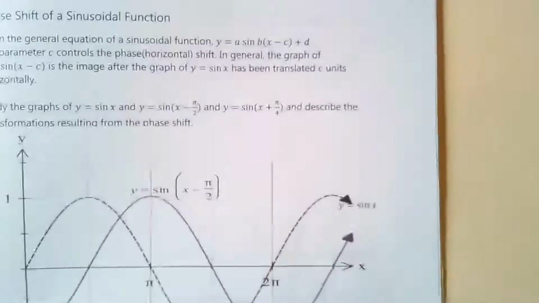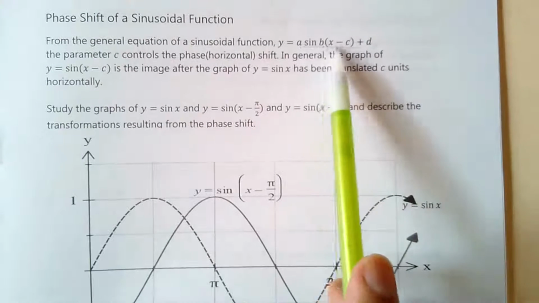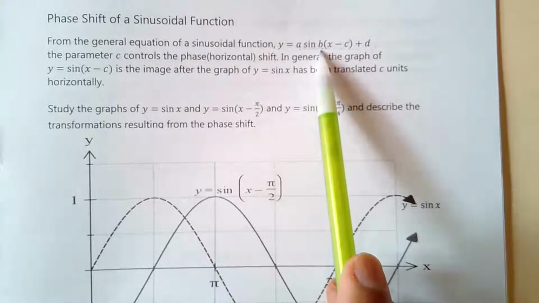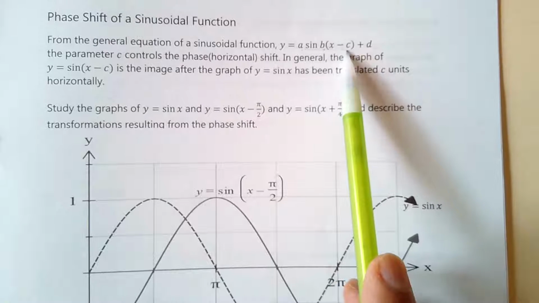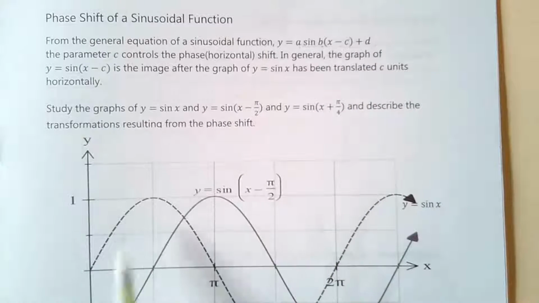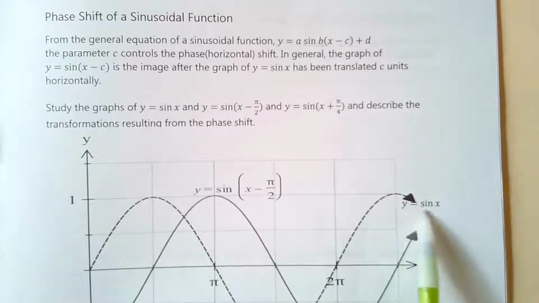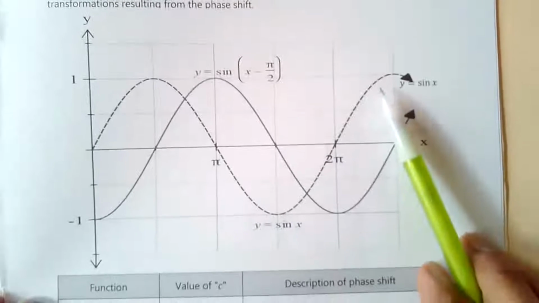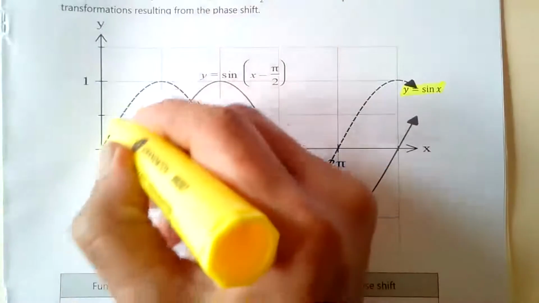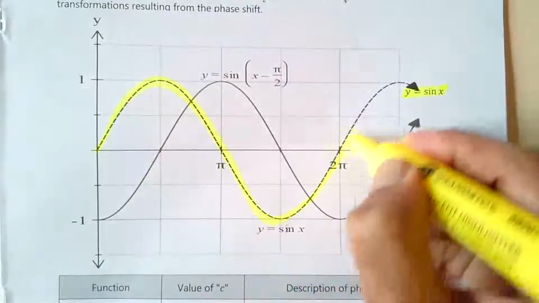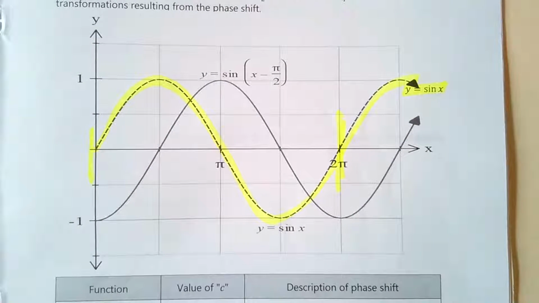The next we look at is the phase shift, which is your horizontal shift. So now we extend the graph. We look at the amplitude, we look at your horizontal compression. Now we're going to look at your horizontal shift, which is our c. Here we look at our standard graph, y is equal to sine x. This is my standard graph. Well, that's the period, 2 pi, the one period.